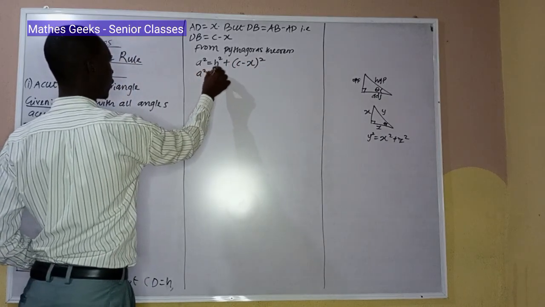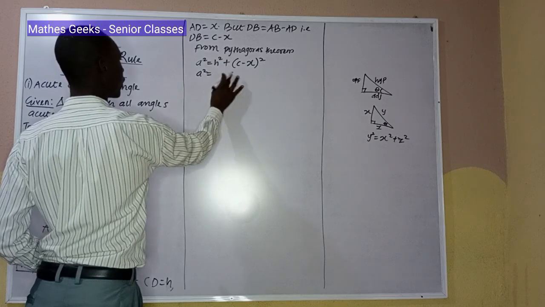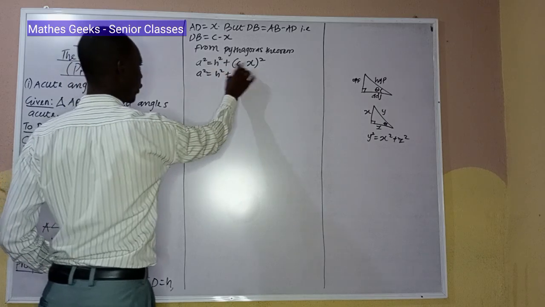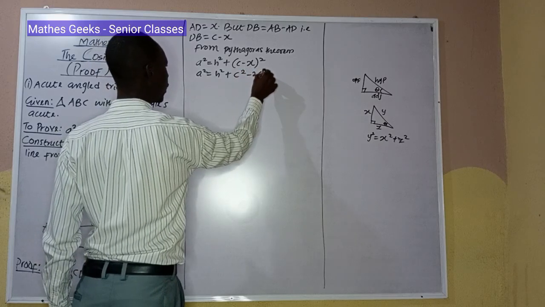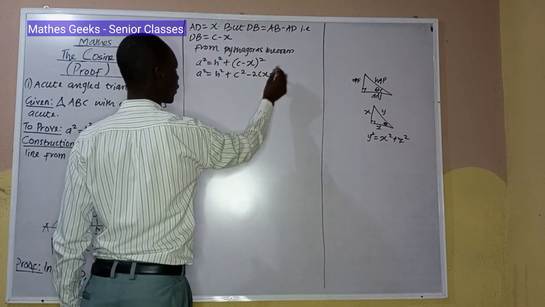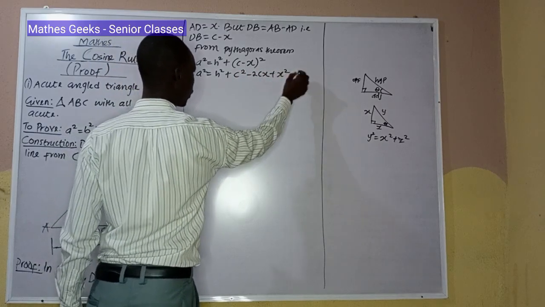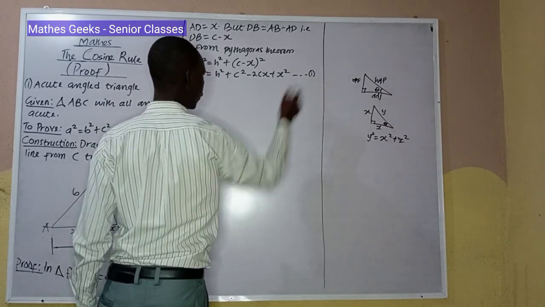So a squared is equal to h squared plus, when expanded, c squared minus 2cx plus x squared. Let's call this equation 1.